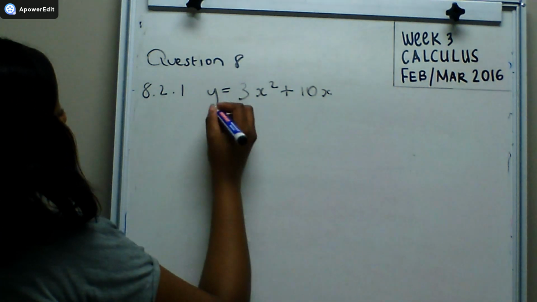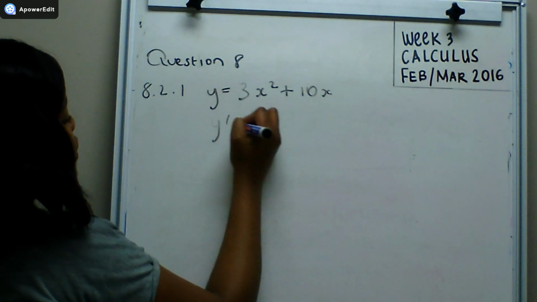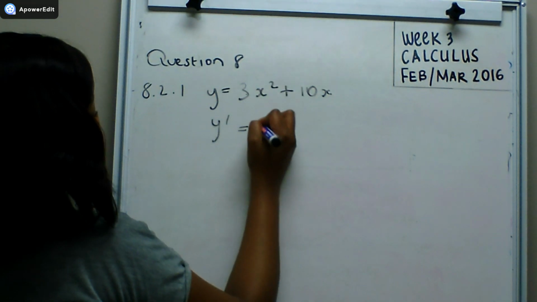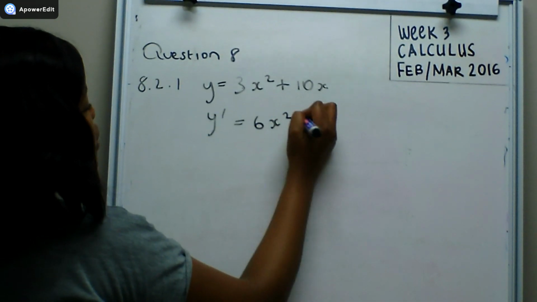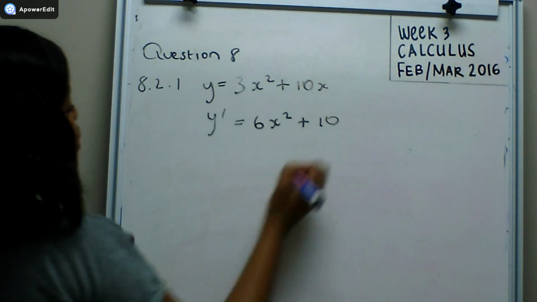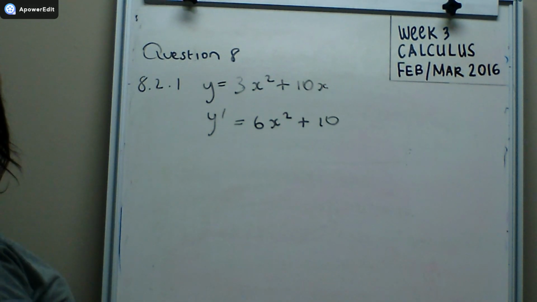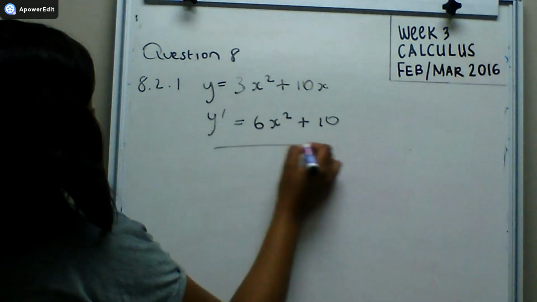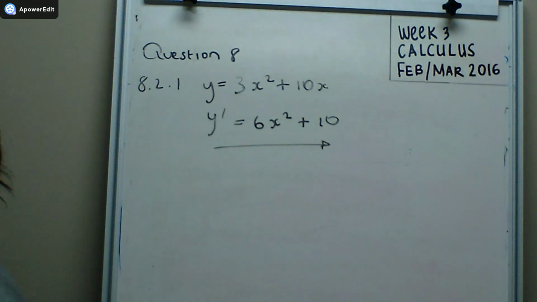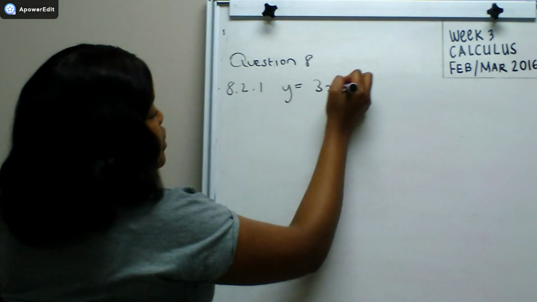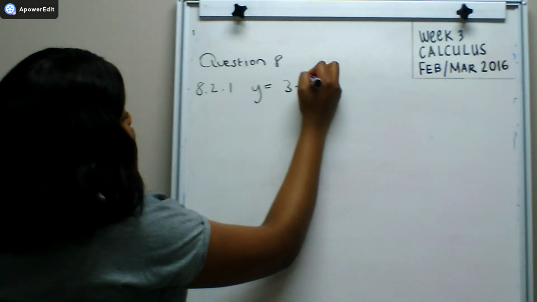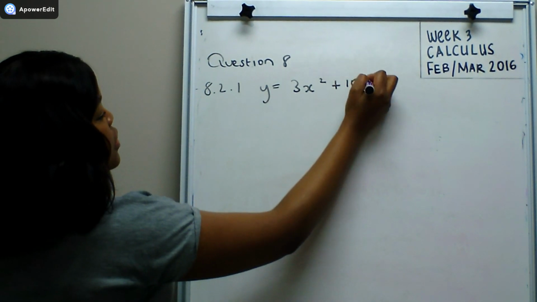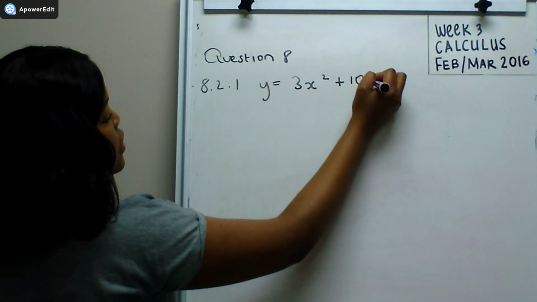So moving on to question 8.2.1, as you can see, I've already taken down the question. It's y is equal to 3x squared plus 10x. Then what I'm doing is I'm just going to differentiate this one. It didn't say we should differentiate by first principle. You should pay attention to the questions. So yeah. 8.2.2 says y is equal to 3x squared plus 10x.